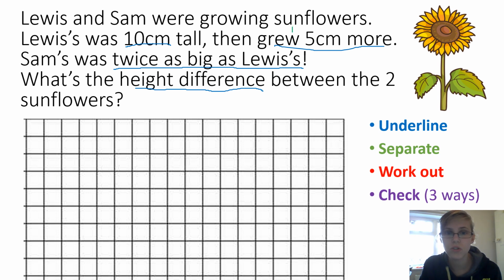So the first thing to do is see how tall Lewis's sunflower is by adding that 10 and that 5. And then we need to work out how big Sam's sunflower is by using the answer to number 1 and then timesing it by 2 because it's twice as big. That means 2 times as big. And then we need to work out the height difference.